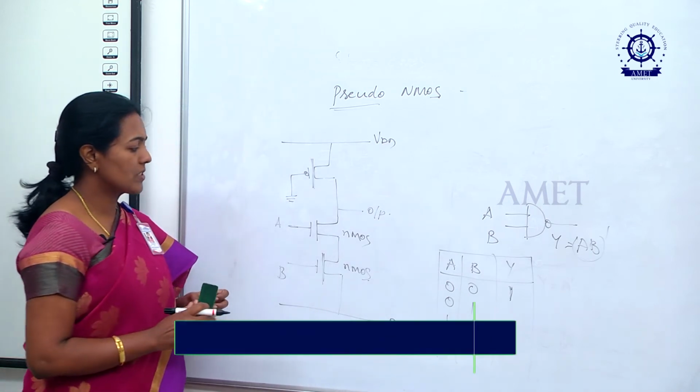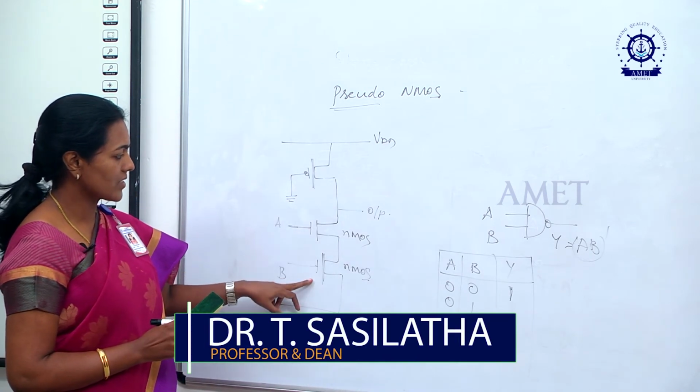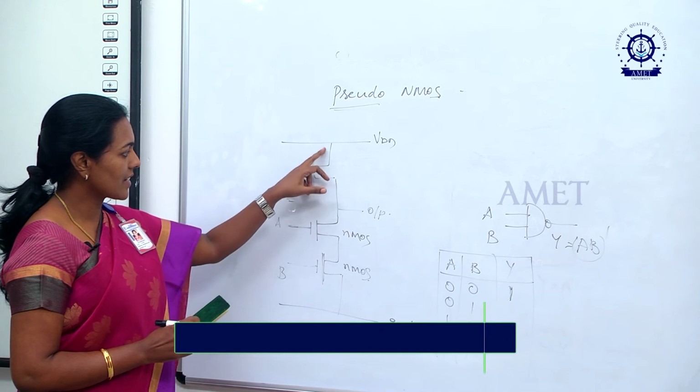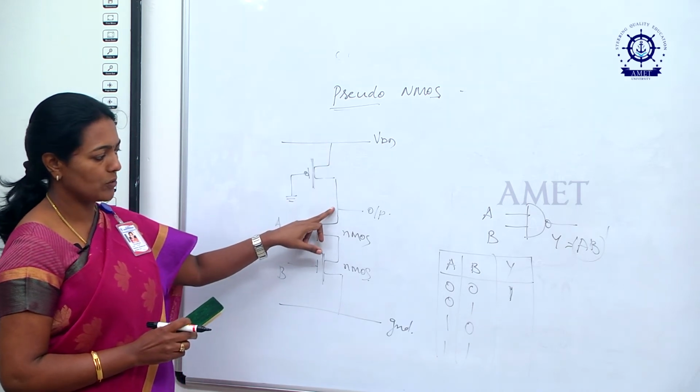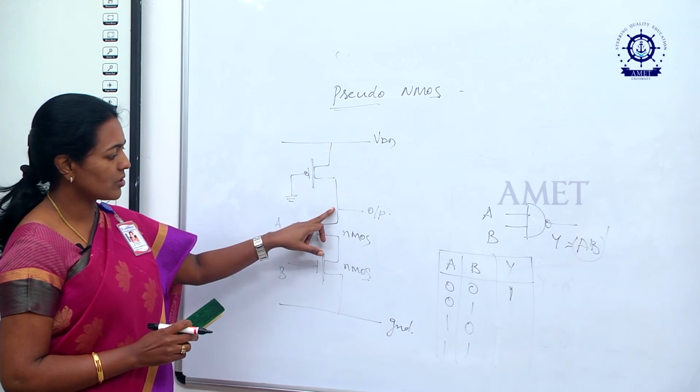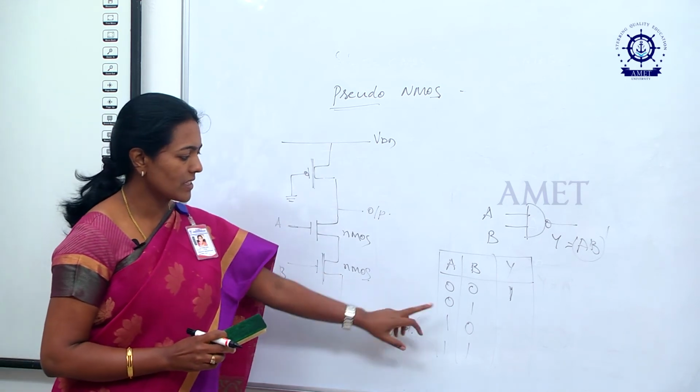How will you get the output? These two will not conduct, but this transistor will conduct, it acts as a load. So, the potential available at the VDD rail will be available at the output. Similarly, it is suitable for the second case as well as the third case.